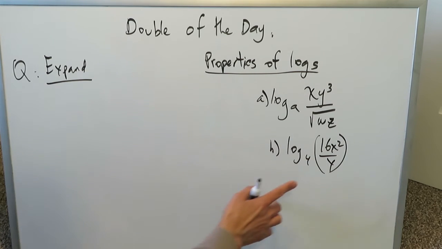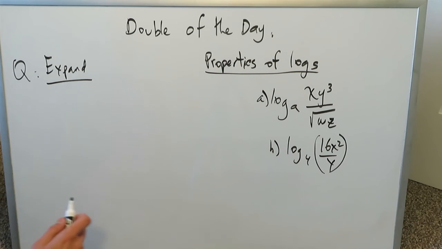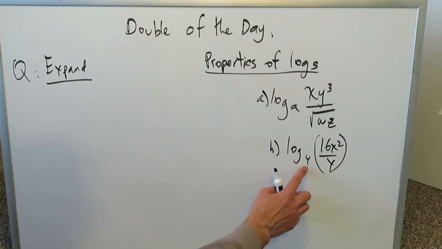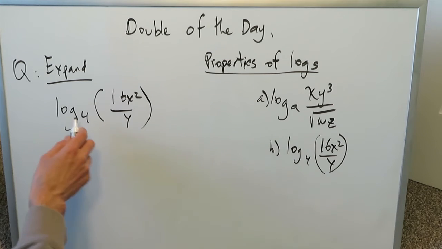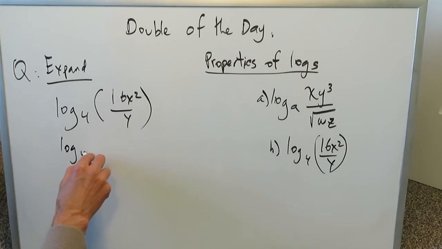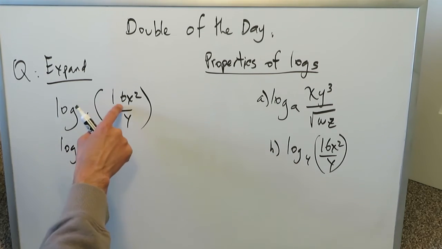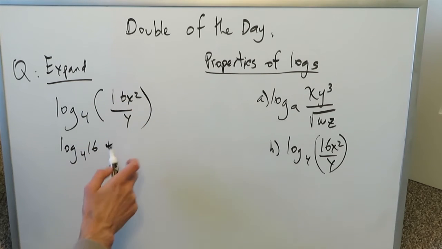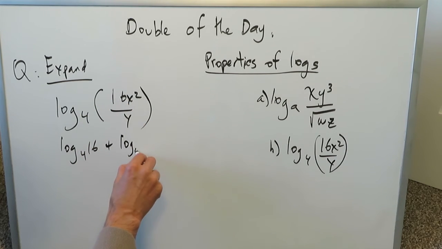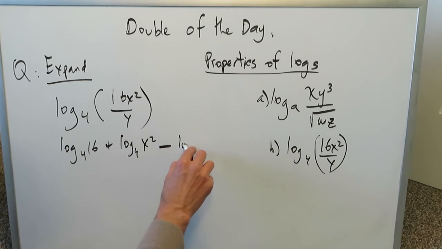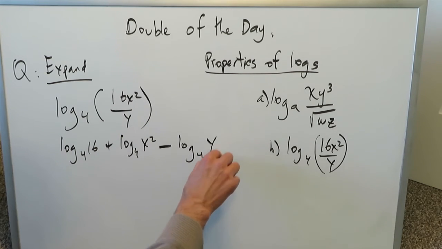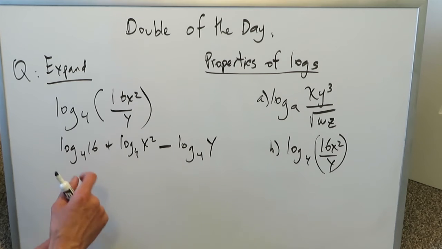This part b over here has a little bit of a twist in it, and you should always be ready for those, because you have a base over here which is a number, and you're seeing a number over here. So let's get right into this. You will start here in the numerator, log base 4 of 16. There's a product here, 16 and x squared is a product, so bring a plus. Log base 4 of x squared, there's a quotient sign here, so bring a minus. Log base 4 of y.